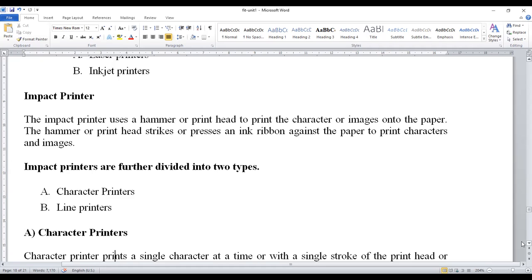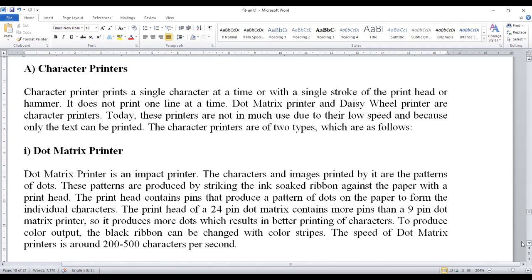Impact printers are further divided into two types. We call them character printers and line printers. First, character printers. What are character printers? A character printer prints a single character at a time, with a single stroke of the print head or hammer. It does not print one line at a time. Dot matrix printers and daisy wheel printers are character printers.